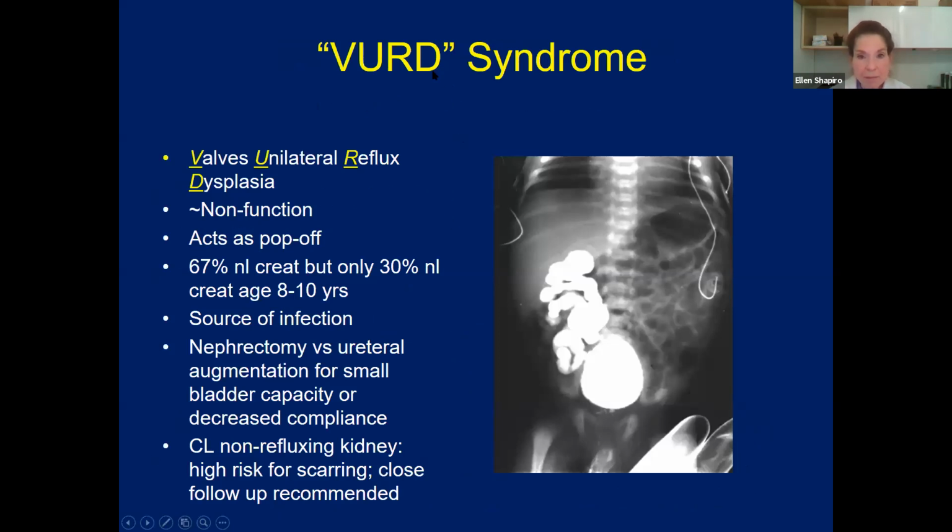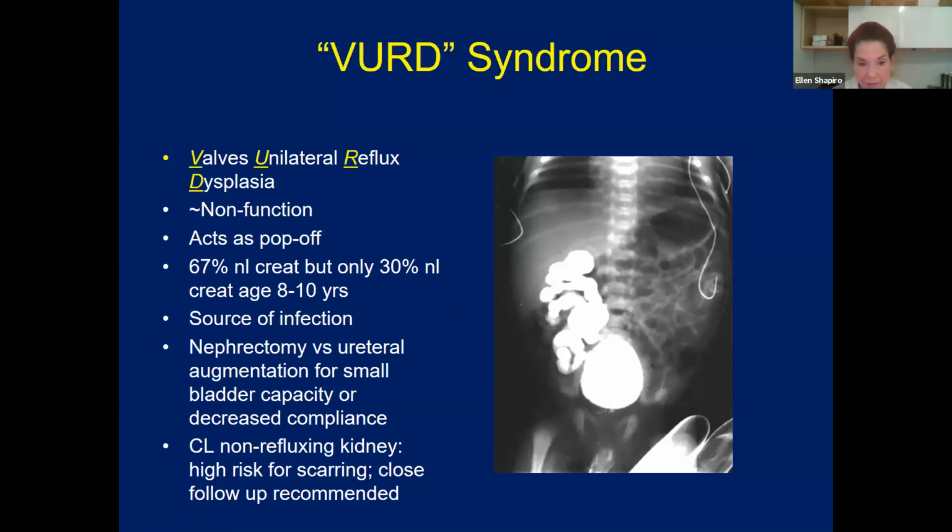VURD syndrome is an important one to know. It's valves, unilateral reflux dysplasia. The kidneys are non-functioning. This non-functioning unit acts as a major pop-off, and we thought it was a good thing, but a study back in the late 90s showed that 67% of these babies will have initially normal creatinine, but only 30% will have a normal creatinine by age 8 to 10 years.